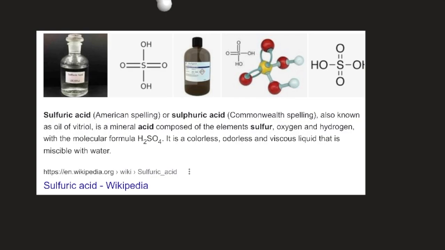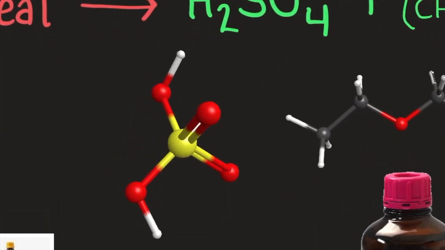So to add more on the topic of sulfuric acid, American spelling, or sulphuric acid, Commonwealth spelling, also known as oil of vitriol, is a mineral acid composed of the elements sulfur, oxygen, and hydrogen with the molecular formula H2SO4. It is a colorless, odorless, and viscous liquid that is miscible with water, according to Wikipedia. Again, that's how the molecule looks like.